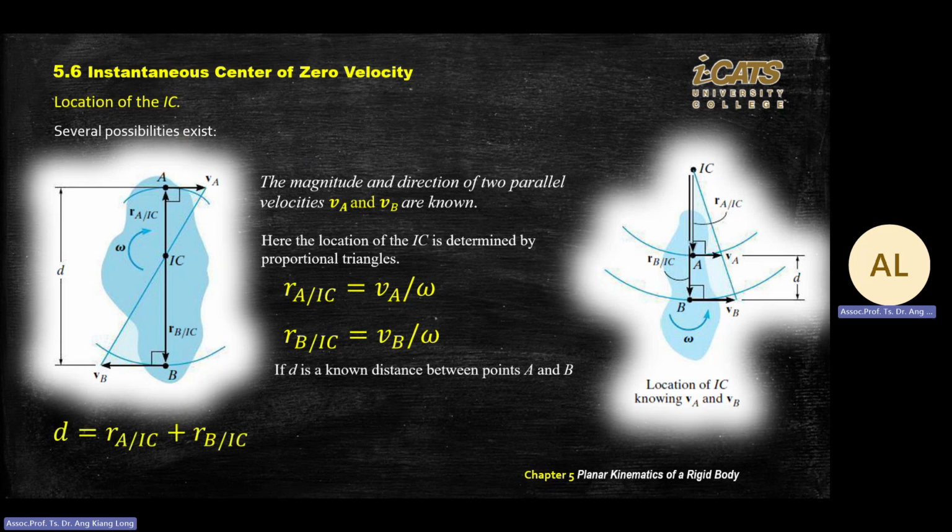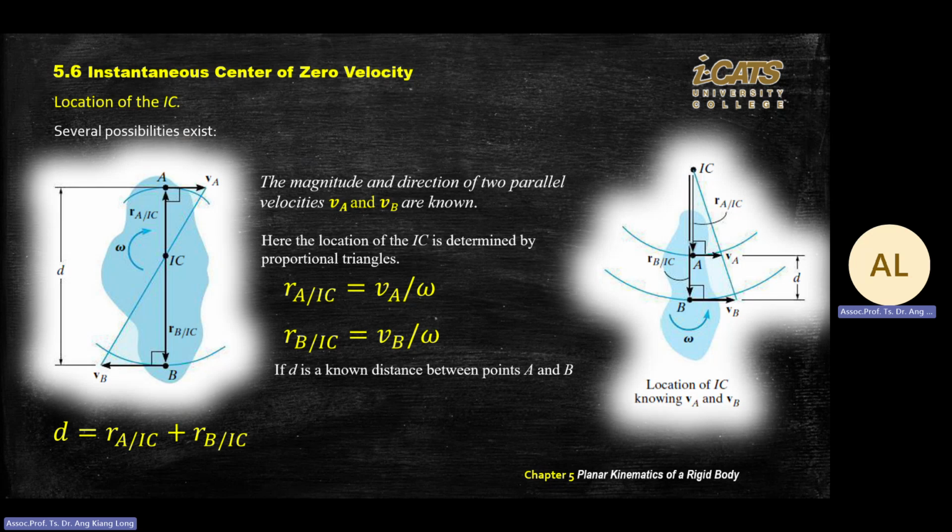So if D is given, you only need to find one distance, then you can find the other, r_B/IC. Yeah, this is the formula. It's the sum of the two distances, A to IC and IC to B. This is just a diagram formula: D equals the two distances.